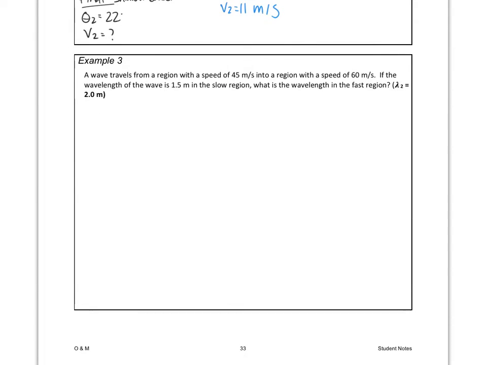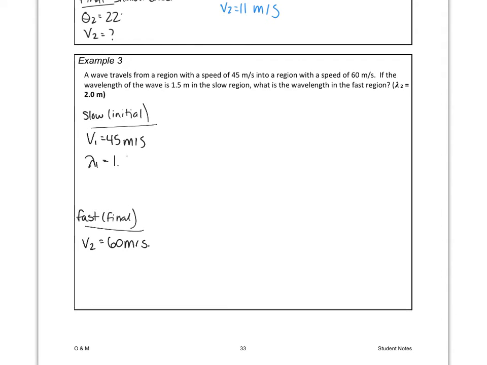Example 3. A wave travels from a region with a speed of 45 meters per second into a region with a speed of 60 meters per second. If the wavelength of the wave is 1.5 meters in the slow region, what is the wavelength in the fast region? So we have a slow region, which is our initial, into a fast region, which is our final. It had a speed of 45 meters per second in this region, and its final velocity is 60 meters per second. The wave has a wavelength of 1.5 meters in our slow region. We are looking for the wavelength in the fast region.